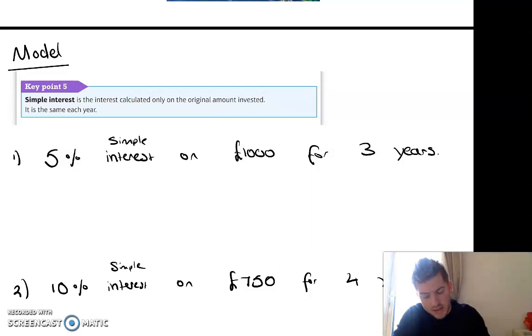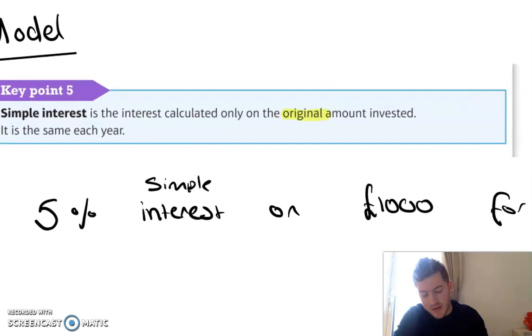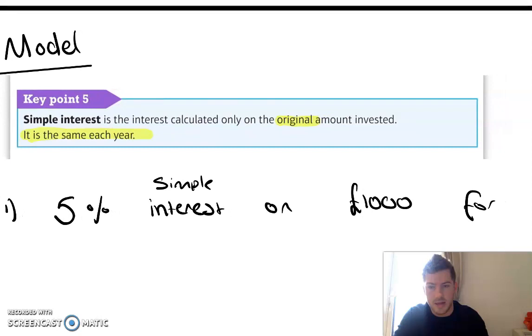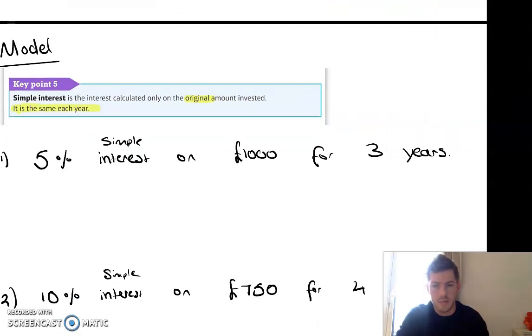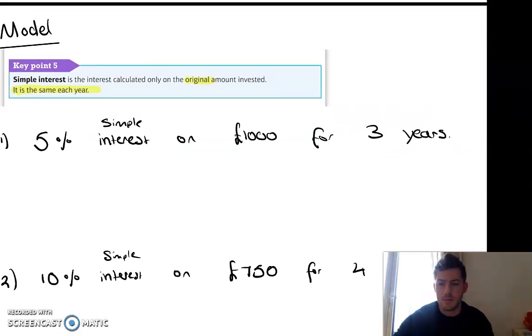Simple interest is the interest calculated only on the original amount invested, and it's the same every year. So that's what we're looking at for today's lesson. Okay, so let's get into it.